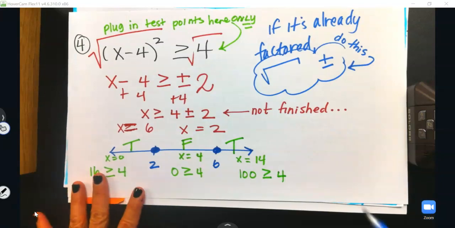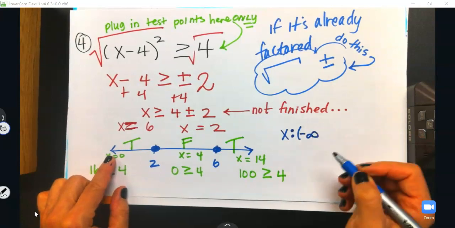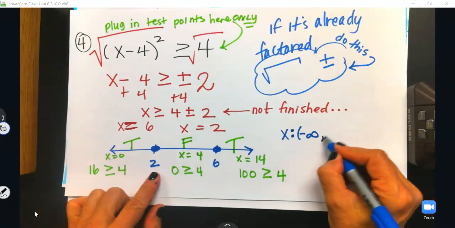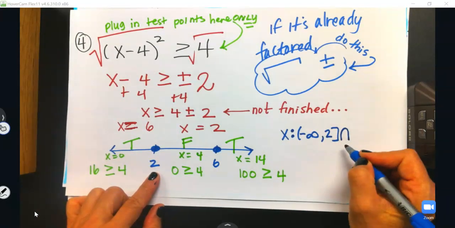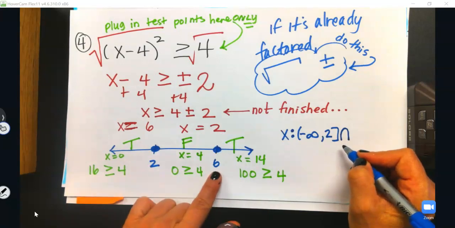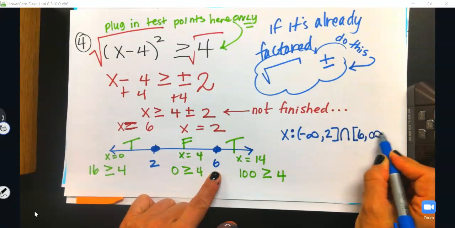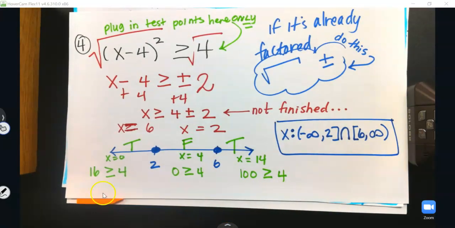So your interval notation, remember, negative infinity always gets parentheses. It's negative infinity all the way up to the 2 with a bracket. Or, remember, it picks up again at the positive 6 to infinity. And that's the answer.